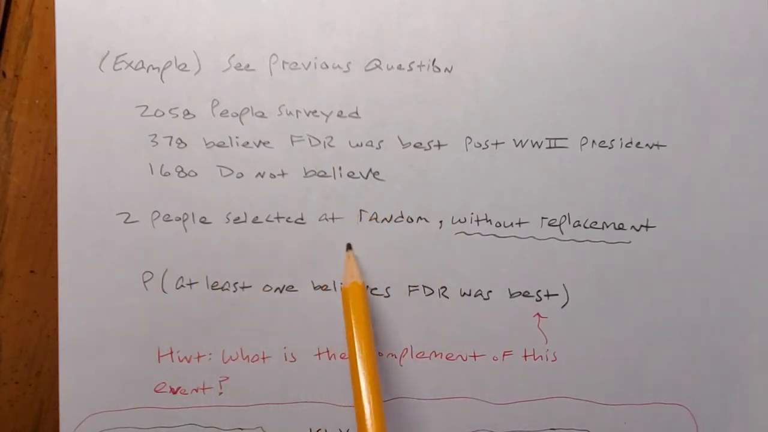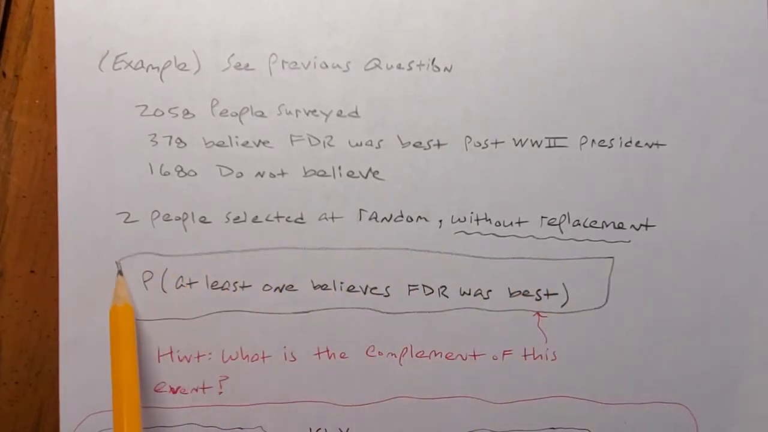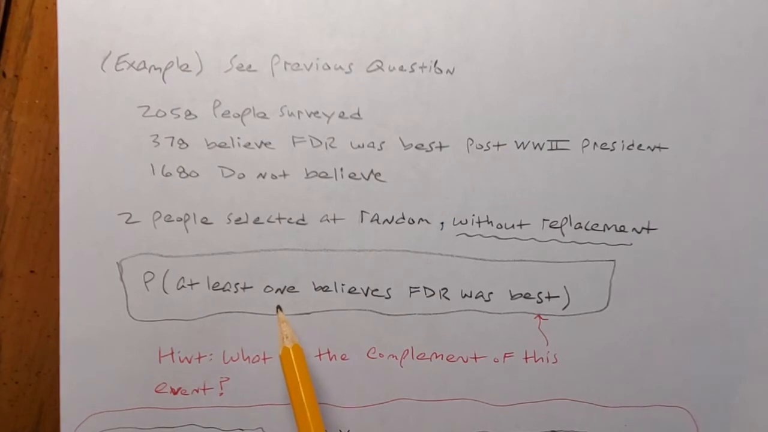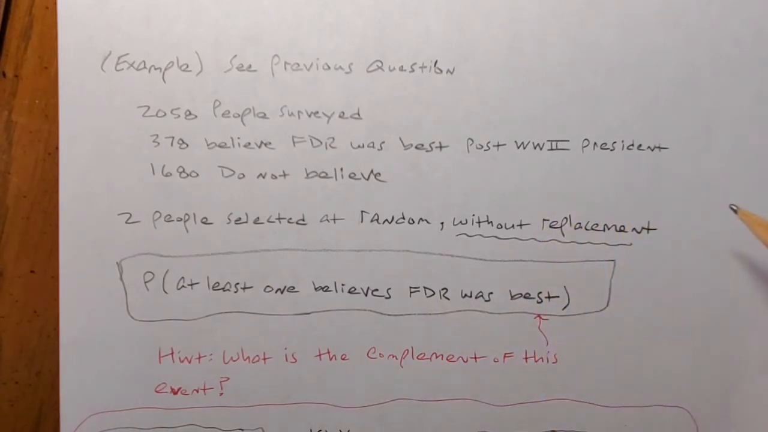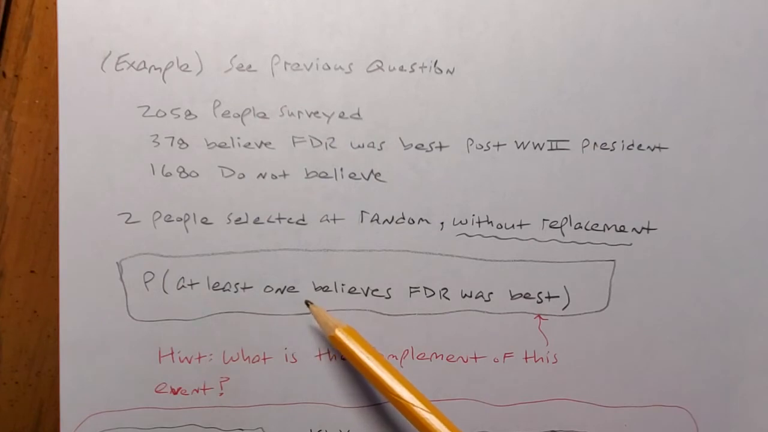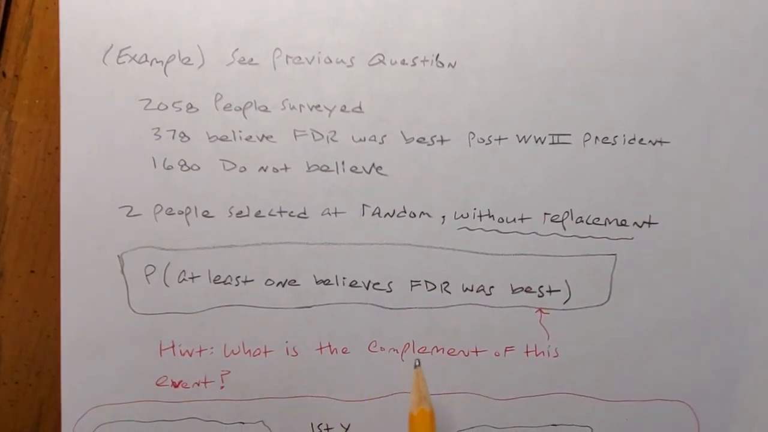2 people are selected at random without replacement. Okay? Remember? And I want to calculate this. What is the probability that at least one person among the 2 selected without replacement believes that FDR was the best president since World War II? What are the odds that at least one? Well, that does sound different than every other example that I've showed you. But think of this one in terms of complementary events. Okay? What's the complement of this event?